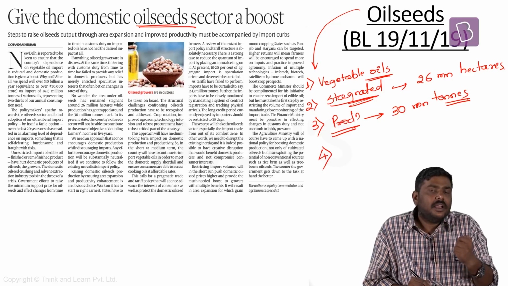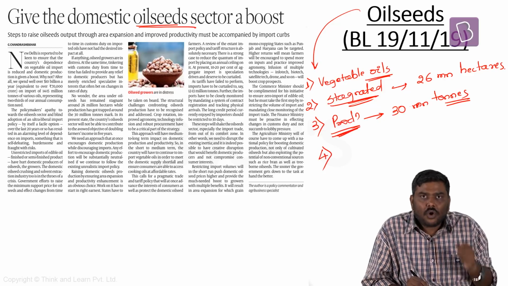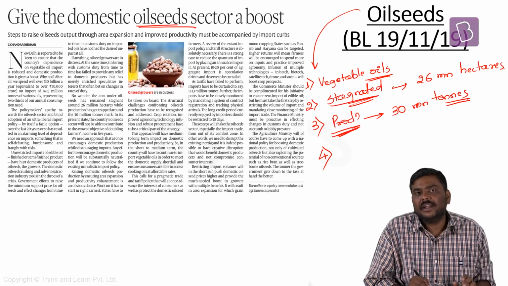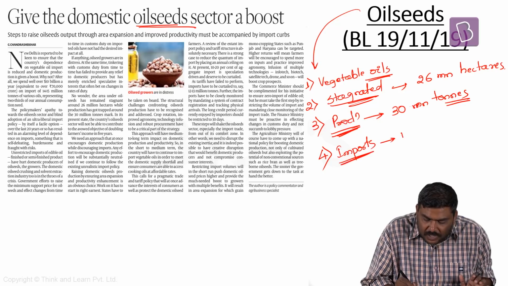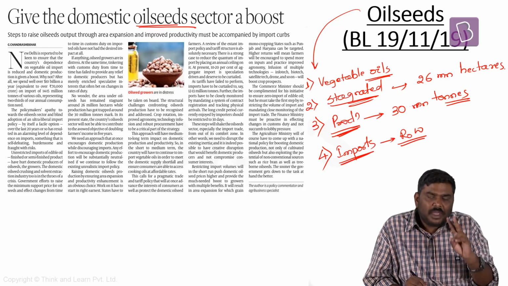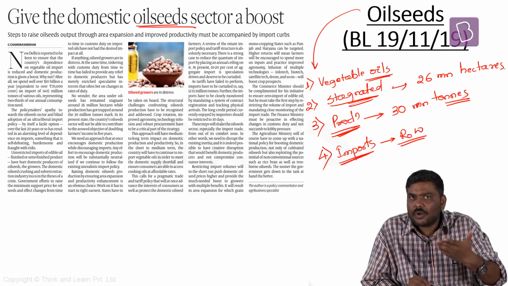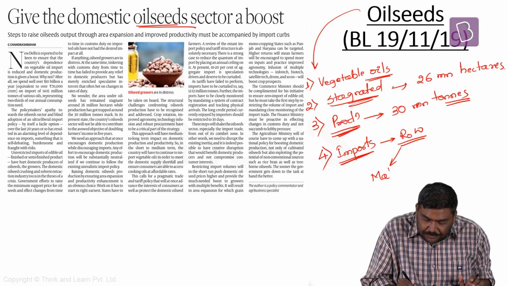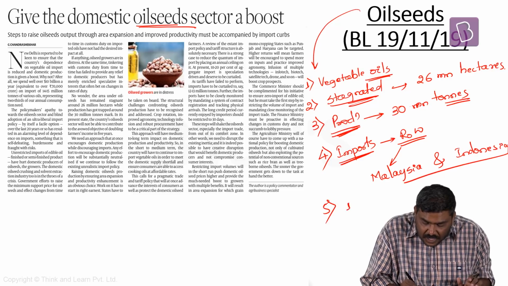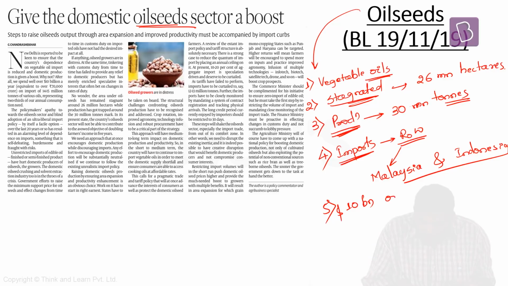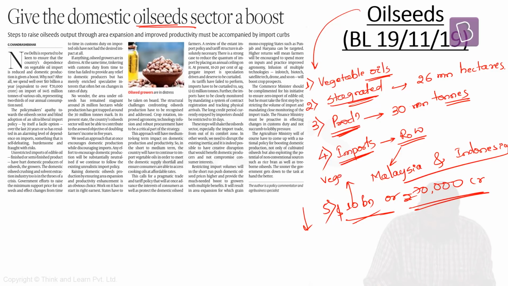Fourth point, India not only produces vegetable oils in the domestic market, it also imports a huge amount of vegetable oils from the rest of the world. Two major exporters of vegetable oils to India are Malaysia and Indonesia. Fifth, India annually spends around $10 billion, or over 70,000 crore rupees, to import these vegetable oils to meet the domestic demand.